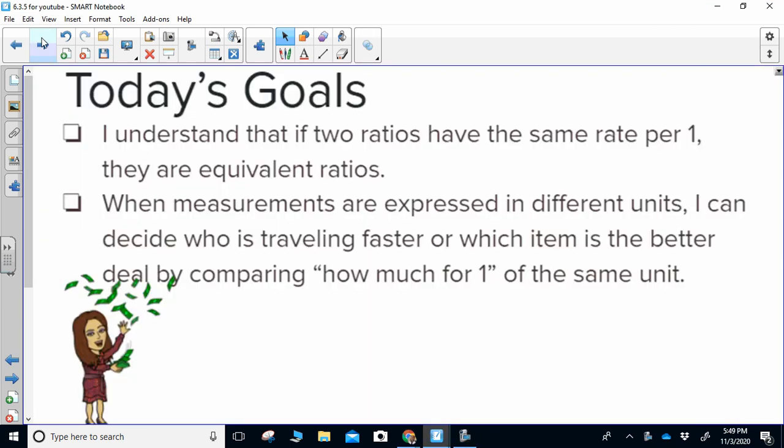Today's goal is to understand that if two ratios have the same rate per one, they are equivalent. And when measurements are expressed in different units, we can decide who's traveling faster or which one's the better deal by comparing how much of one for the same unit.